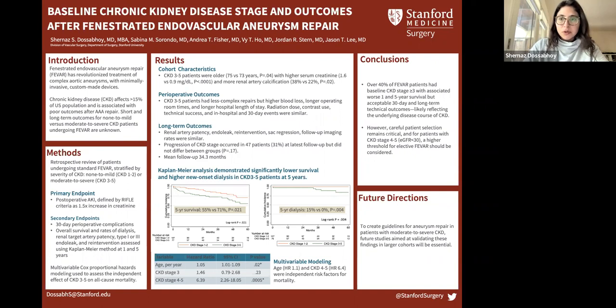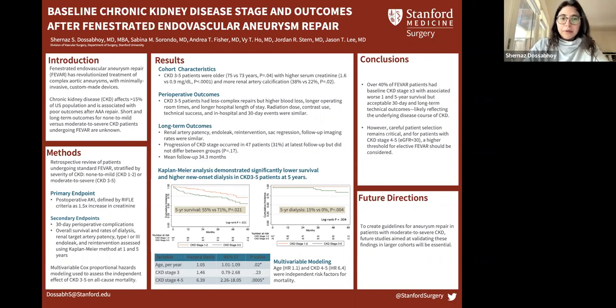In terms of our results shown here in the middle panel, in terms of our cohort characteristics, the CKD 3 to 5 patients were older with higher serum creatinine and more renal artery calcification on preoperative CT scan. In terms of their perioperative outcomes, CKD 3 to 5 patients had less complex aneurysm repairs, but higher blood loss, longer operating room times, and longer hospital length of stay.